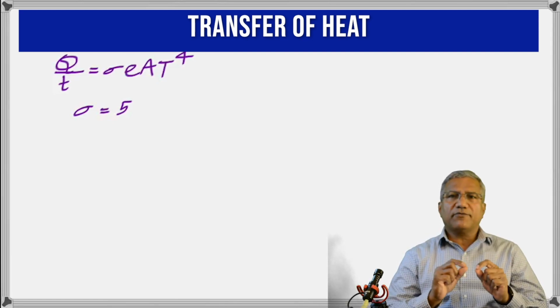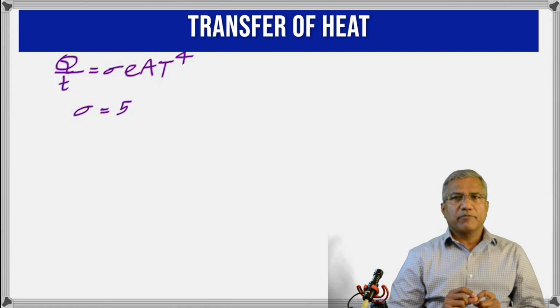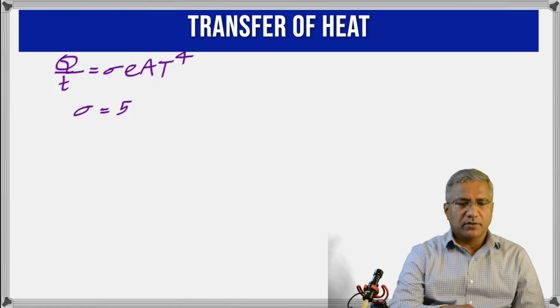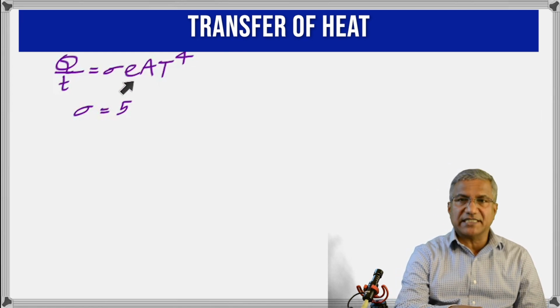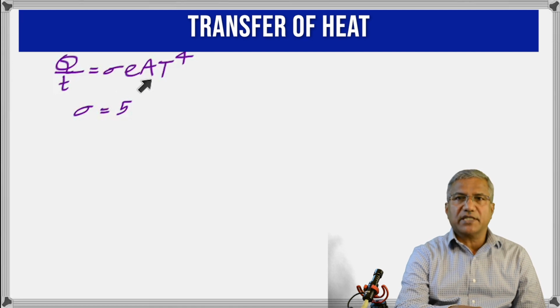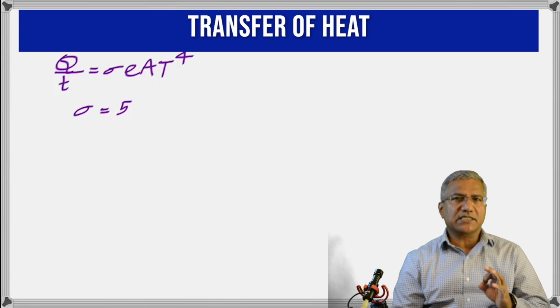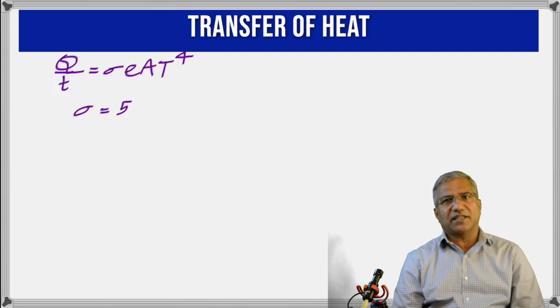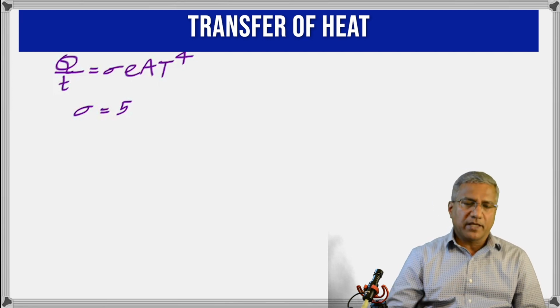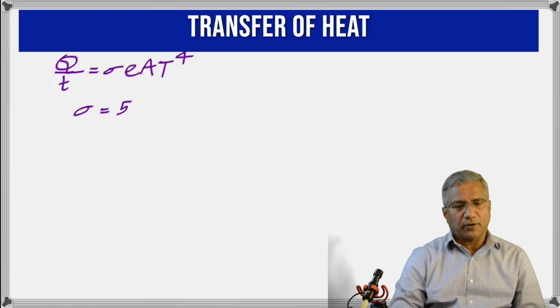Which is 1 for a black surface and 0 for a white polished surface. That's E. A is the surface area. T is the temperature. Remember, here the temperature has got to be in Kelvin. Can't be in Celsius. It has to be in Kelvin. And it is raised to the power 4.